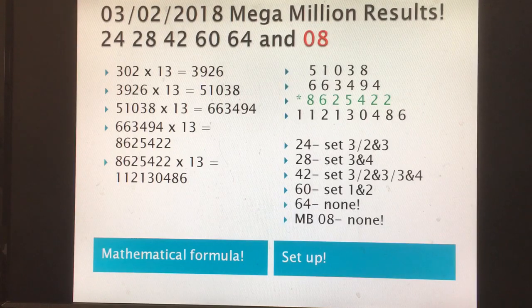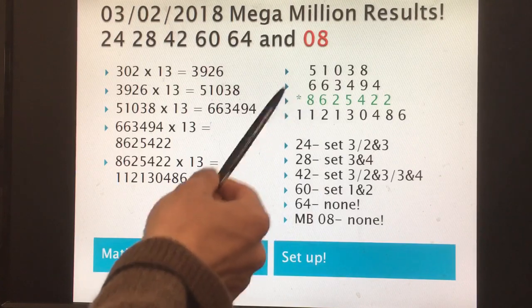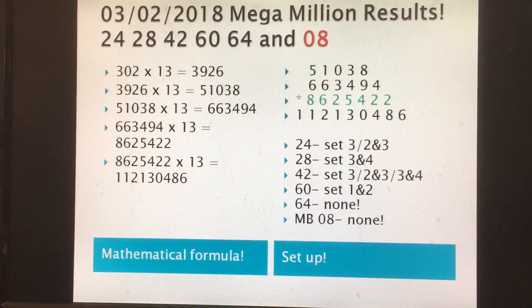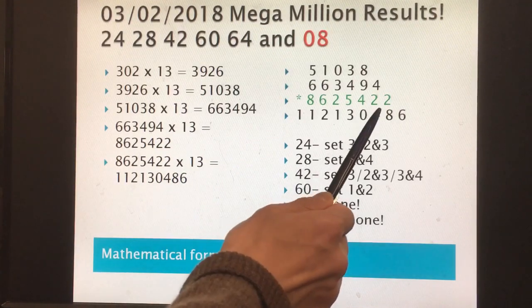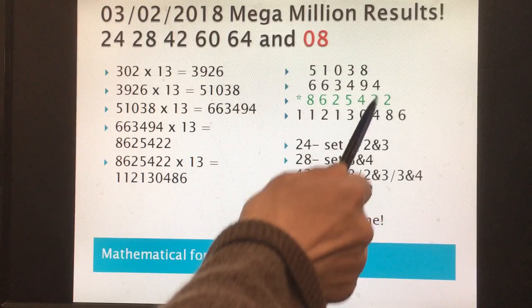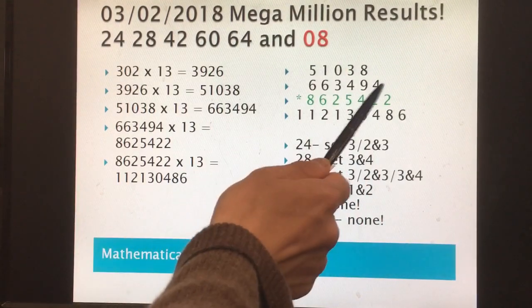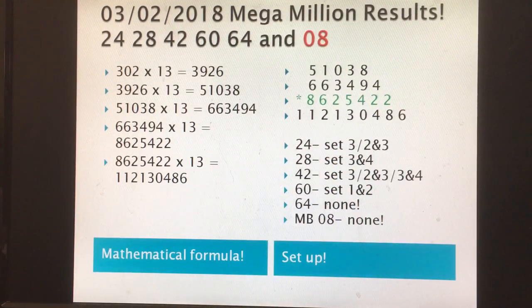So if the set number 3 exceeds that amount of digits, then the extra number will be placed on that side where the asterisk is, and it will not be used. And the results are 24 in set 3 and set 2 and 3. So 24 and 24. It goes diagonal and from right to left. That's where you got your 24.